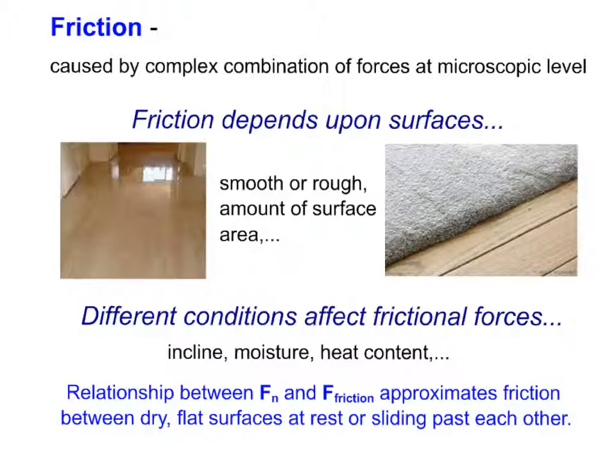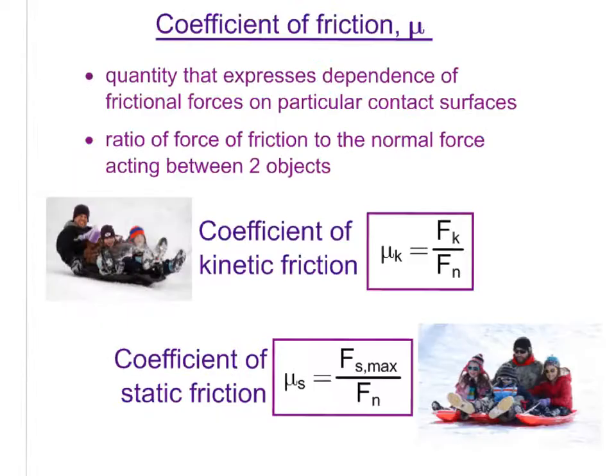So when we're talking about the relationships between the normal force and the force of friction, we are simply talking about an approximation of friction during dry conditions on a flat surface, at rest or sliding past each other. And so that is generally what we're talking about. We're not taking into account all these other factors.